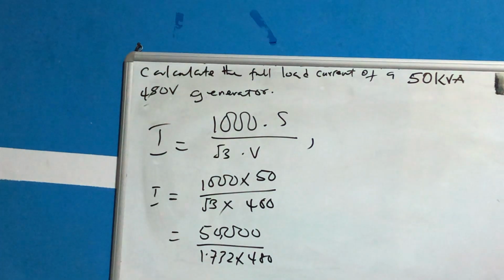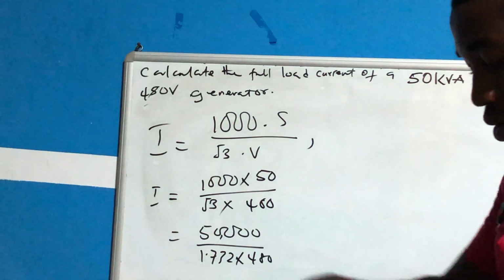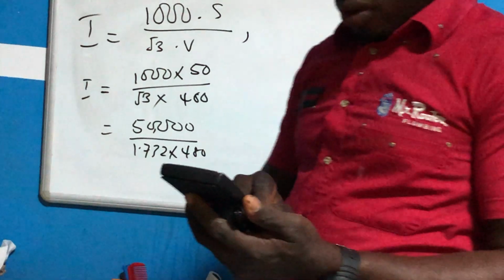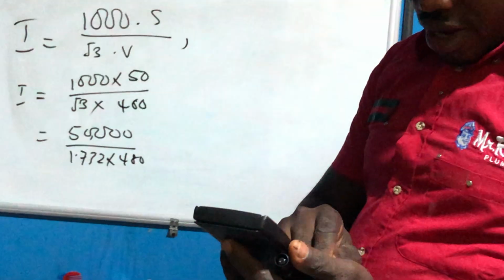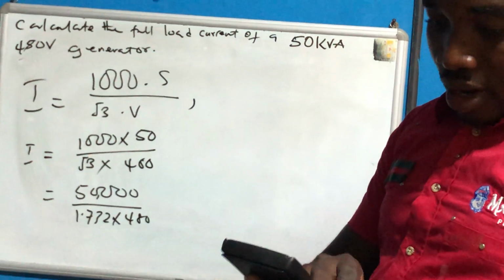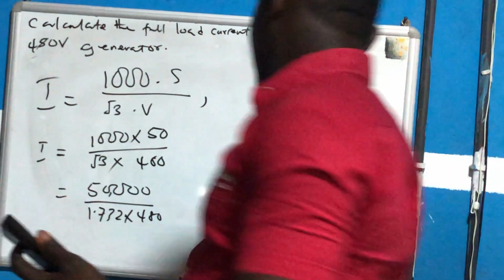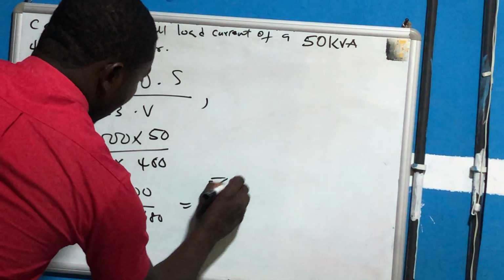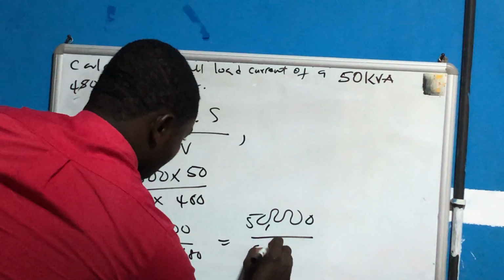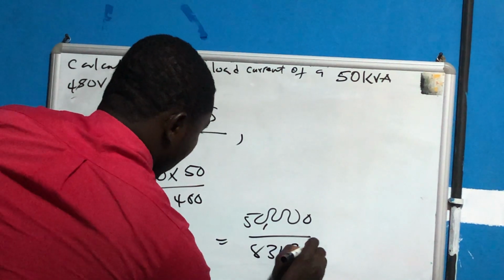So quickly, I have my calculator here. 1.732 times 480 will give you 831.36, so now 50,000 over 831.36.